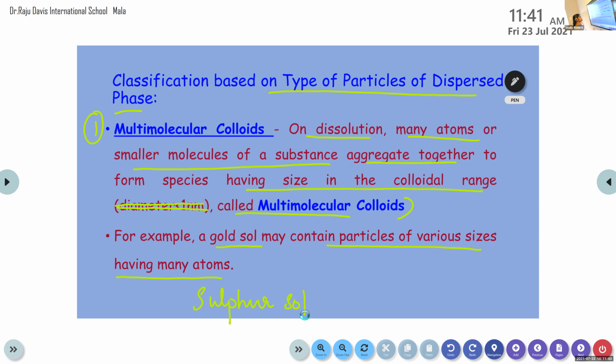So here many atoms or smaller molecules of a substance aggregate together to form species having size in the colloidal range. Colloidal range, that is 1 to 1000 nanometer. That's the colloidal range. Example is gold sol, sulfur sol, etc. Multimolecular colloids.